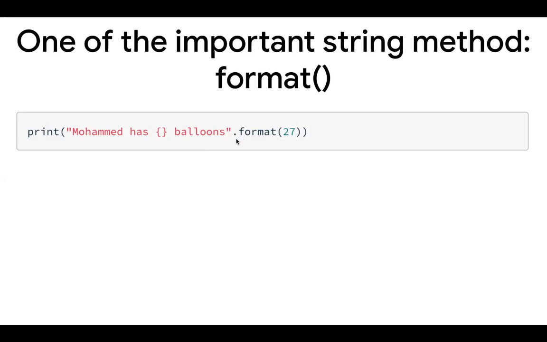It receives the variable, and we know that the variable will be in the place of the brackets. This is the string, because we are studying the string methods. This is the dot notation of the method. We know that a method is a function that is called by dot notation, and a function receives the parameter. The parameter in our case is integer 27. So the answer would be Mohammed has 27 balloons. Perfect.